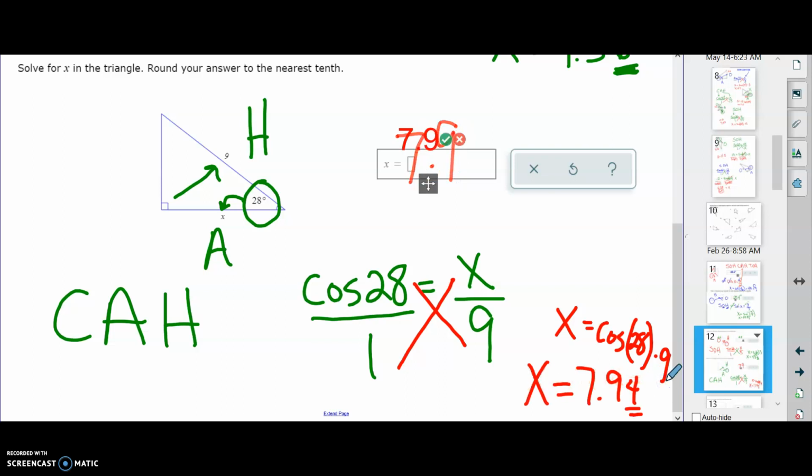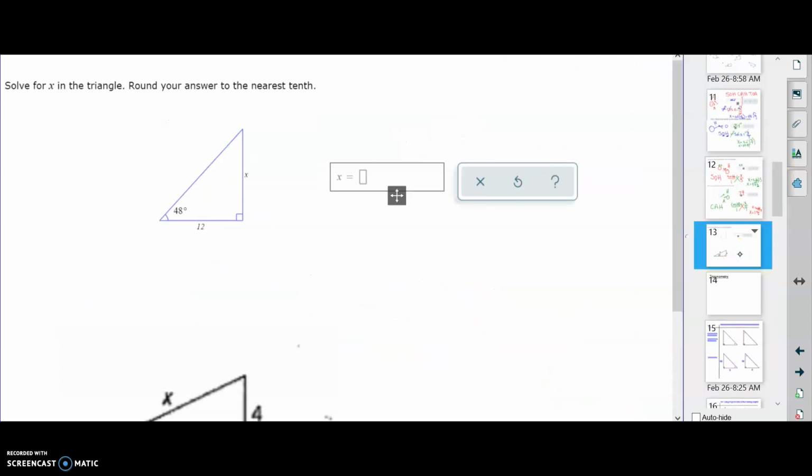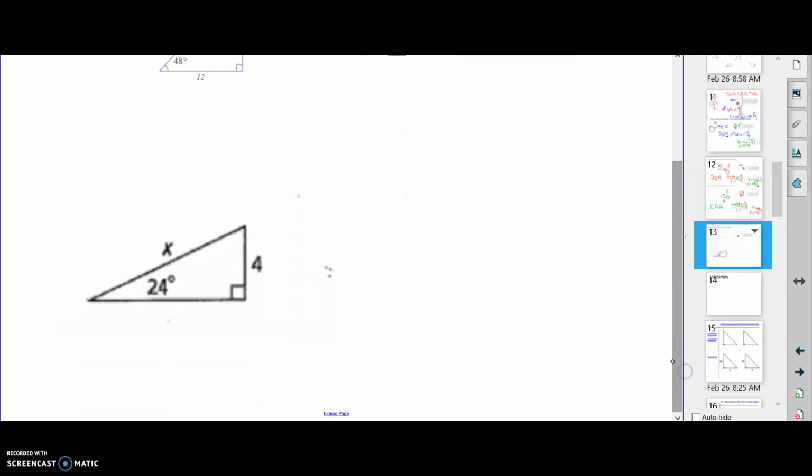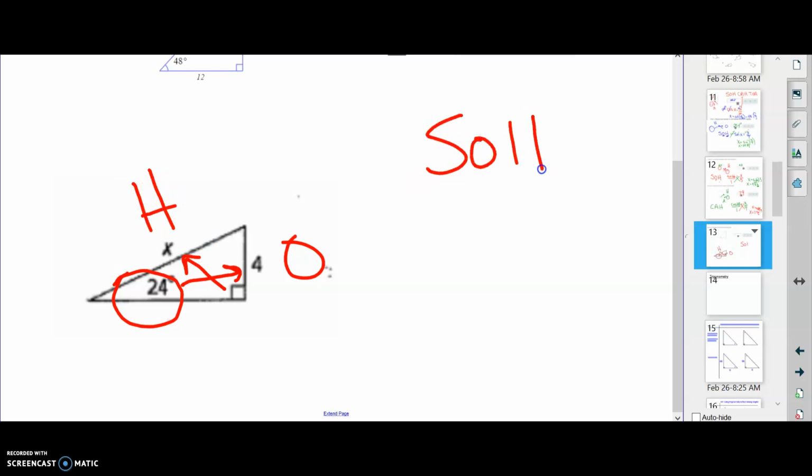Okay? All right, last type of question is when we set up the trig function. Let's do this one down here in the bottom. So circle the angle, label the sides. I got the O and the H, so I'm using O and the H. So that means I'm going to write sine 24. And then the O comes first, right? The O is first in my little mnemonic. So the 4 will come first, and the hypotenuse comes second.